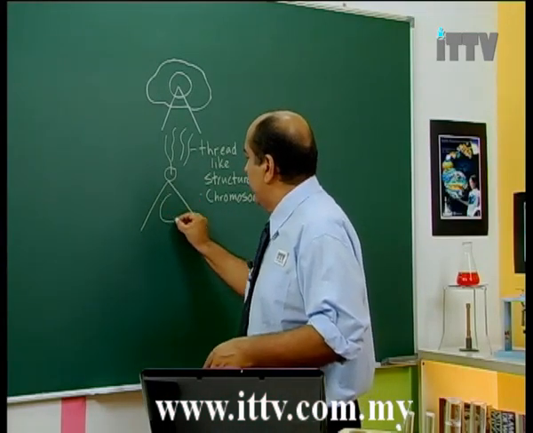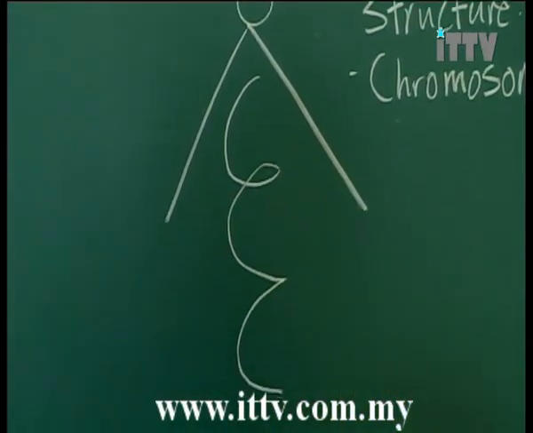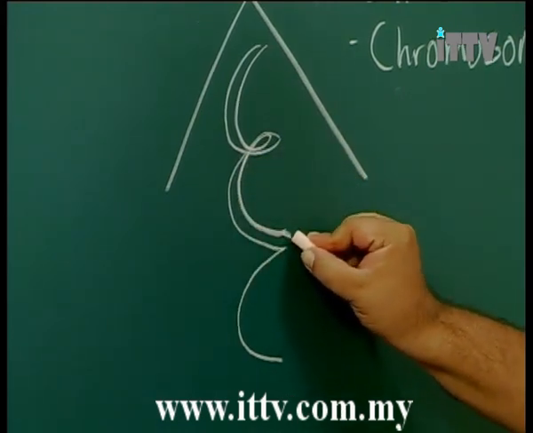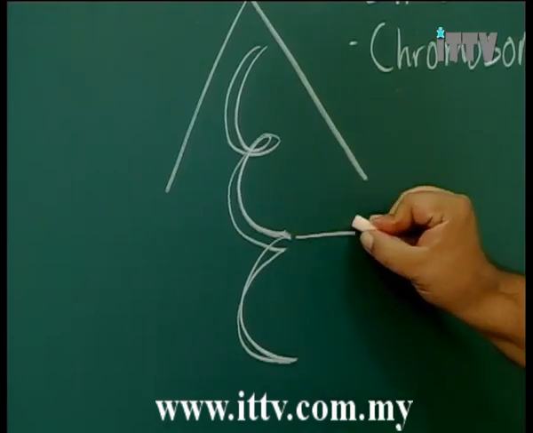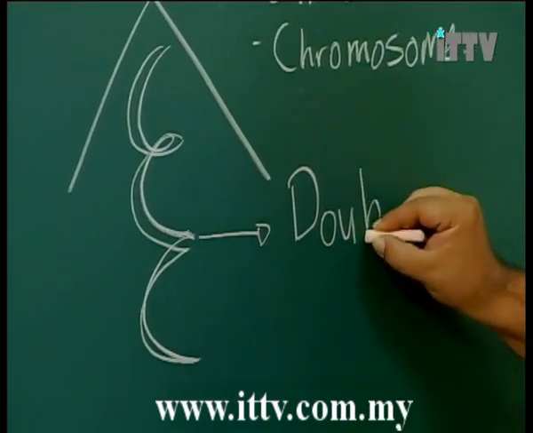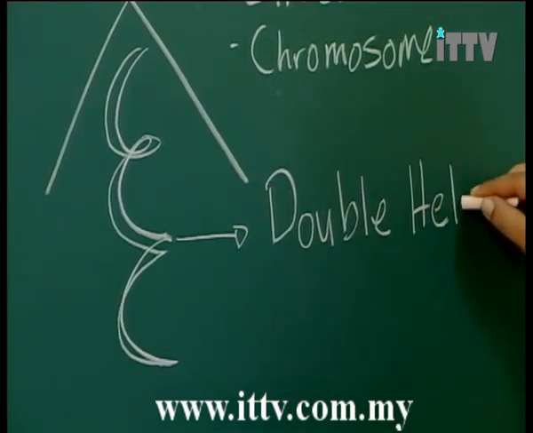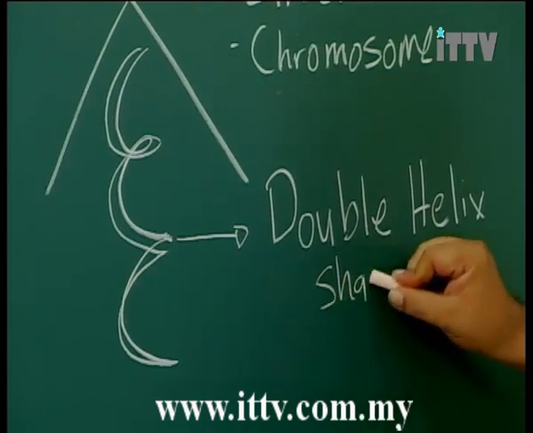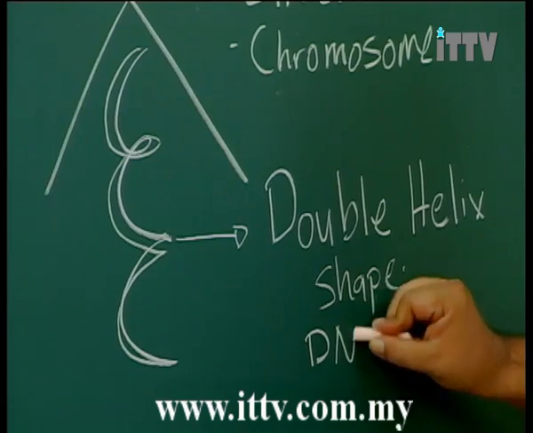So we get a chain going around like this with a second chain next to it. Like so, and this, which is a double helix shape, this is your DNA.